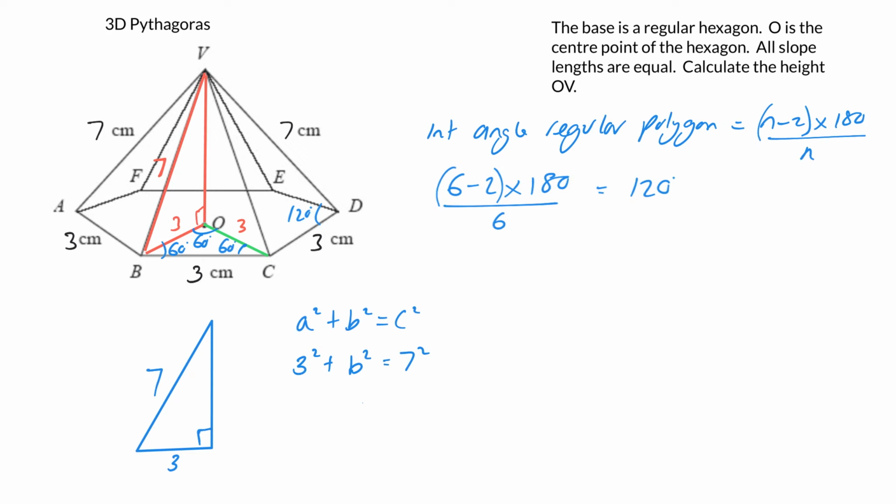Now what we need to do is rearrange and solve. So therefore B squared is equal to 7 squared minus 3 squared. Get rid of the square by square rooting, so B is equal to the square root of 7 squared minus 3 squared. So therefore B is equal to 6.32 centimetres to 2 dp.